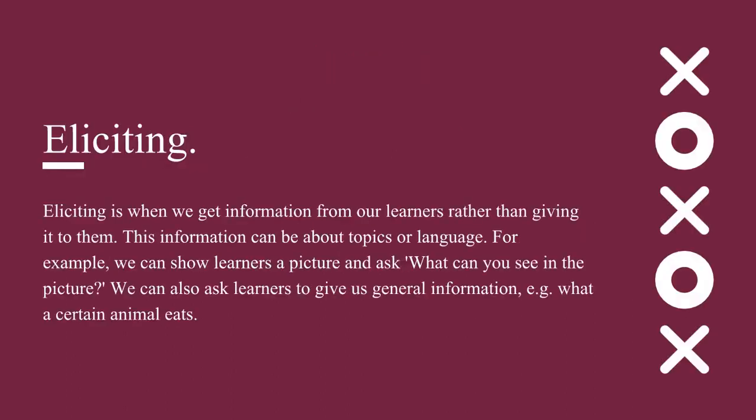Eliciting is when we get information from our learners rather than giving it to them. This information can be about topics or language. For example, we can show learners a picture and ask, "What can you see in the picture?" We can also ask learners to give us general information, e.g., what a certain animal eats.